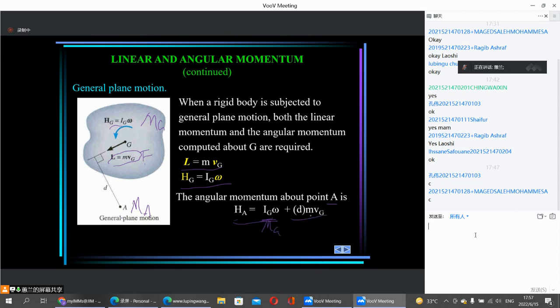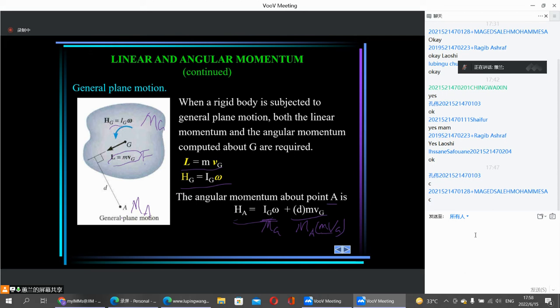This one is the moment by the linear momentum, right? Or you can just say this is the moment of the force. Again, sorry, it's not a force. I mean, it's a vector.